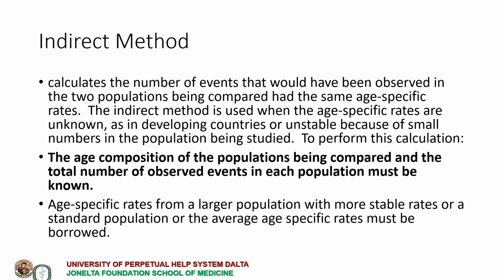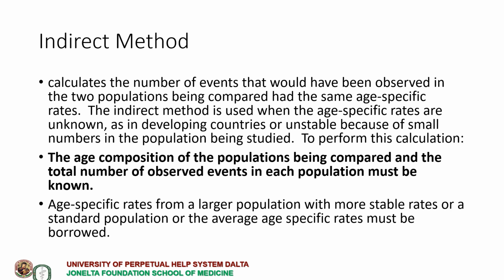If it's indirect, it calculates the number of events that would have been observed in the two populations being compared had they had the same age-specific rates. So the indirect method is used when the age-specific rates are unknown, as in developing countries, or unstable because of small numbers in the population being studied. To perform this calculation, the age composition of the populations being compared and the total number of observed events in each population must be known.